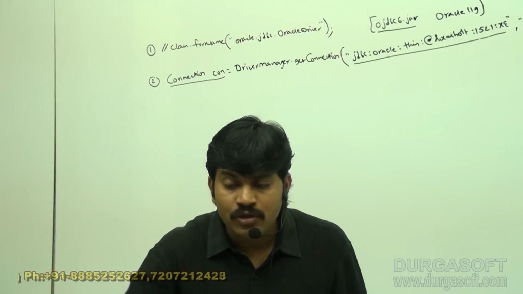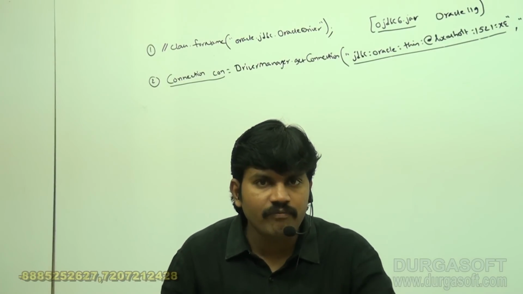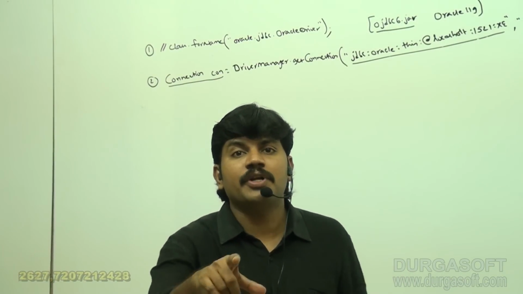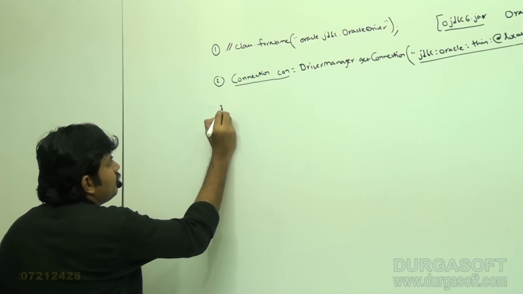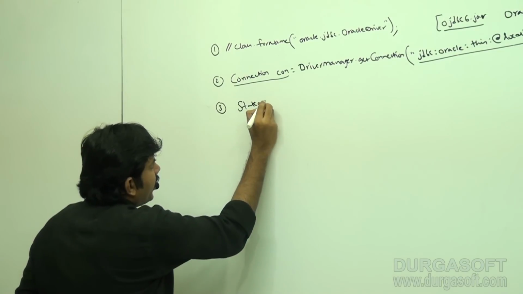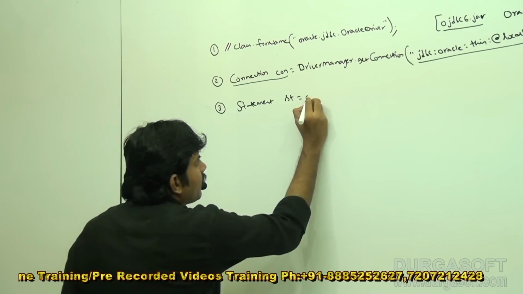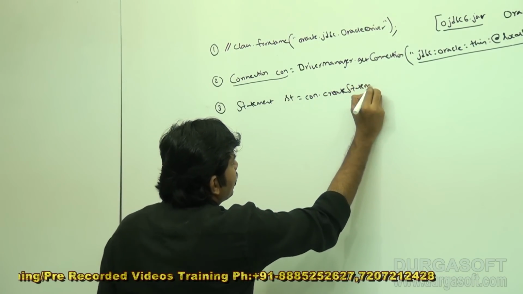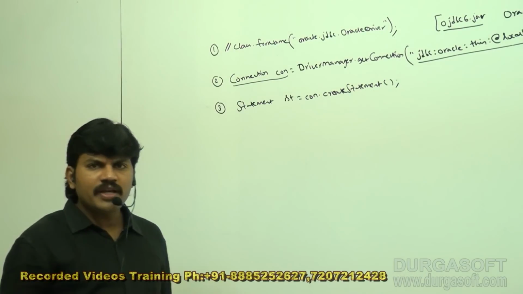What is the next one, sir? To send our SQL query to the database, some vehicle must be required. Are you getting it, right? What is that vehicle? Statement object. How to create a statement object, right? Just observe. Okay, Statement st is equal to con.createStatement. That's all, sir. Vehicle is also ready.